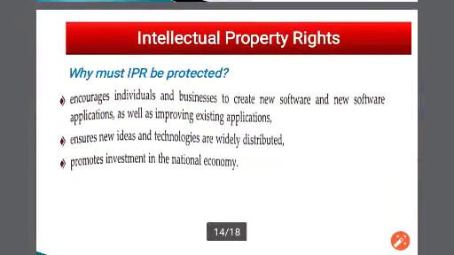So why must IPR be protected? Why must this intellectual property right be protected? It encourages individuals and businesses to create new software. Then it ensures new ideas and technologies are widely distributed. And the last one, it promotes investment in the national economy. So these points are very important so that the IPR is protected.